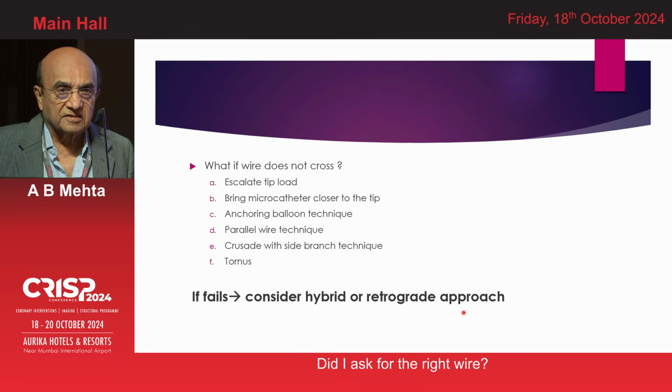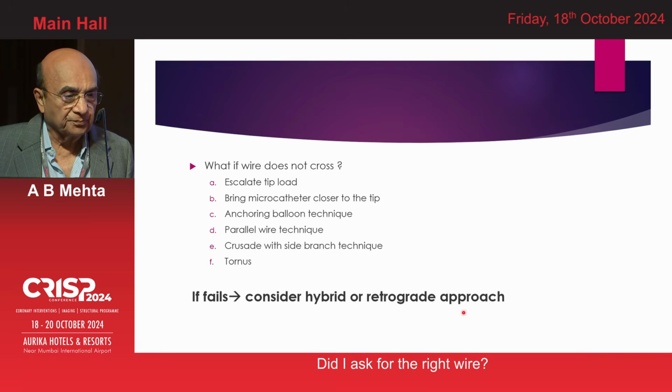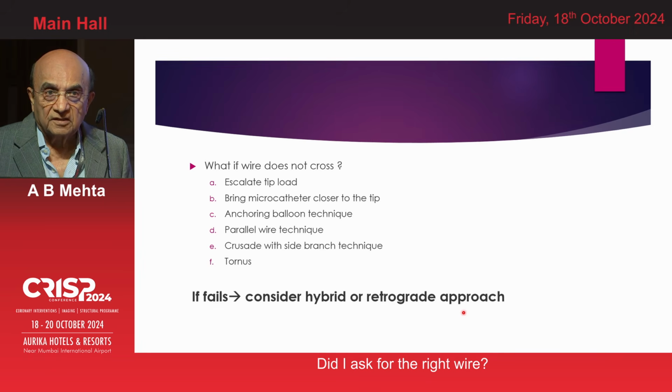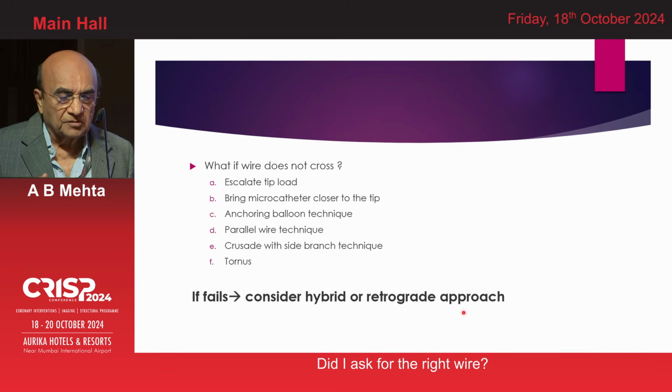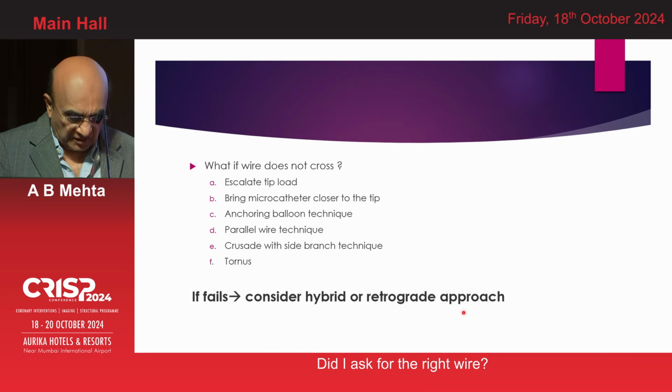First thing, escalate the tip load. How? What is the order in which I can escalate the tip load? We'll discuss. Bring the microcatheter closer to the tip. The closer the microcatheter to the tip of the wire, the higher the penetrating power. Except one thing, very close will take away the torqueability. So you have to keep about 3 to 4 millimeter proximal to the final tip of the wire, and then you will have the torqueability, otherwise you will lose the torqueability completely.